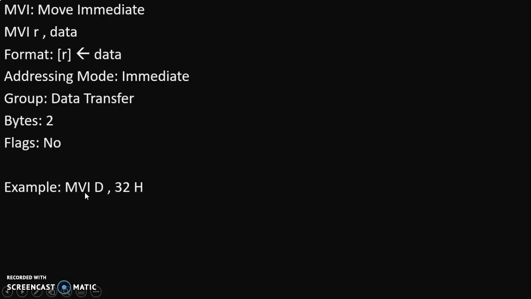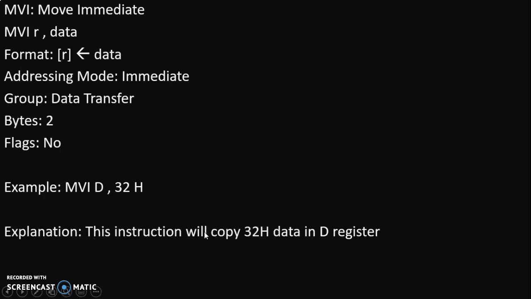Example, MVI D, 32H. So over here R is the D register and data is 32, and this H indicates that the 32 number is in hexadecimal format. Explanation. This instruction will copy 32H data into the D register. So this 32H data will get copied into the D register. That is explained in the format: data gets copied into that particular register. Data is 32, that's why 32 will get copied into the D register.